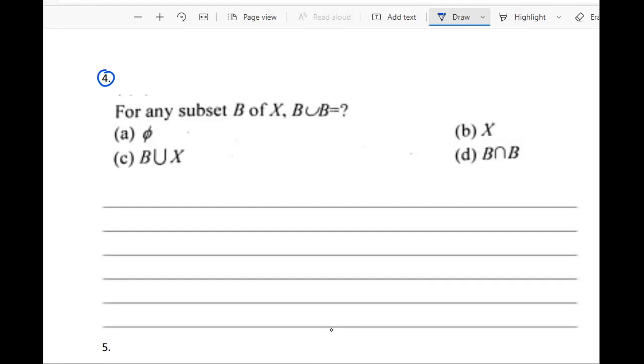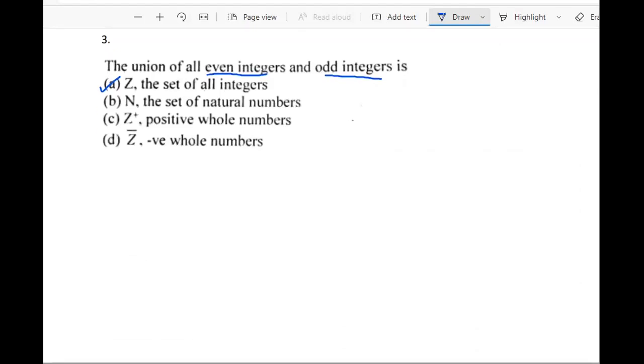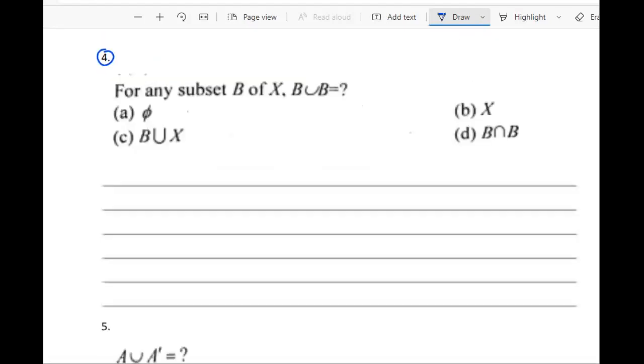It was in the last question: if 0 was excluded, it would be the set of natural numbers, right? No, I'll tell you why. That's a good question. -2 is an even number, and -3 is an odd number. So when we unite them, in natural numbers we only have positive numbers. Okay, I got it. I thought it was only positive. Okay, this is the last question.